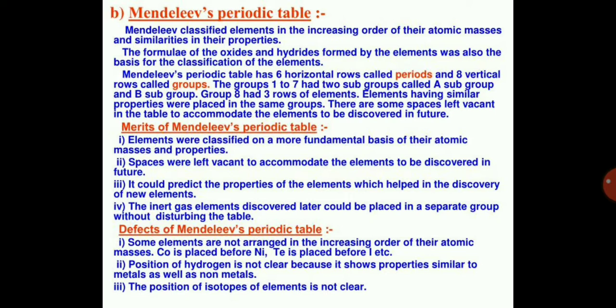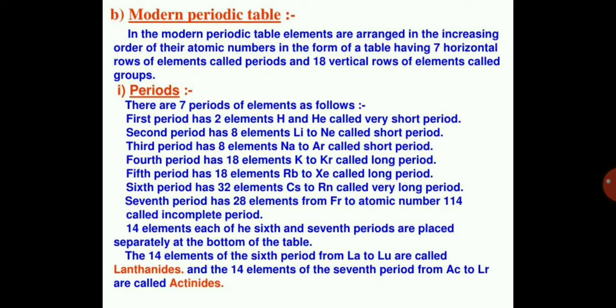Okay, this concept is very deep. Isotopes are atoms of the same element that have the same atomic number but different atomic masses. These isotopes did not have any place in the periodic table. So that's why the modern periodic table was discovered.